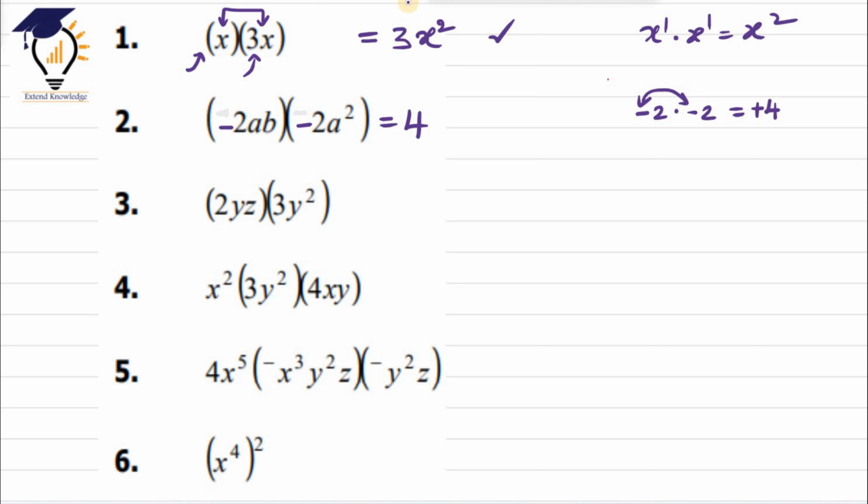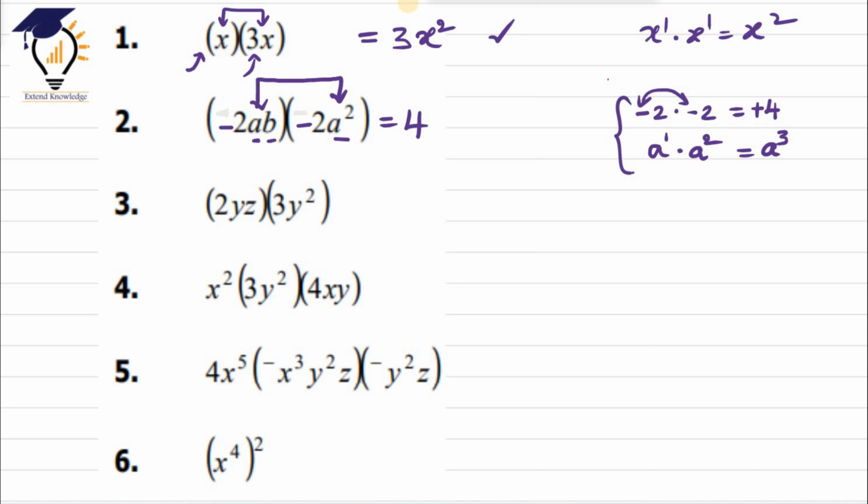And then look at the variables. In the first term we found two variables, a times b. In the second term we found only one variable, which is a square. So variables with the same base have to be multiplied. Look at this, these two are the variables, a times a square. So a to the power of 1 times a square, we can write as a to the power of 3.